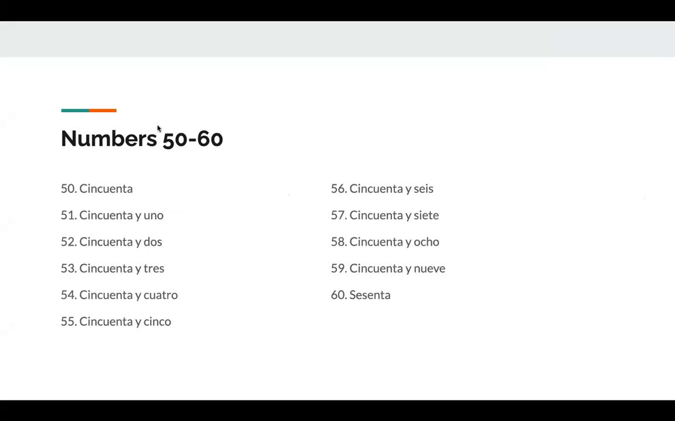So to start off for today, we have our numbers 50 through 60. And these are just like the other ones. So as you guys can see, we have like 50 to 21.